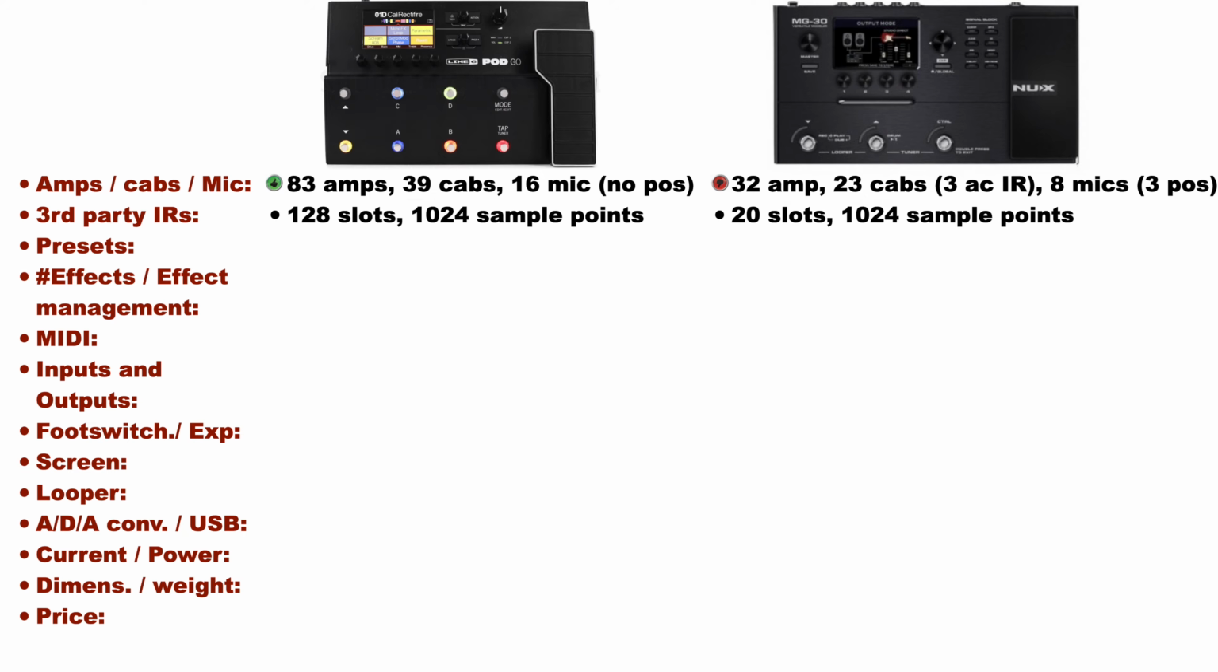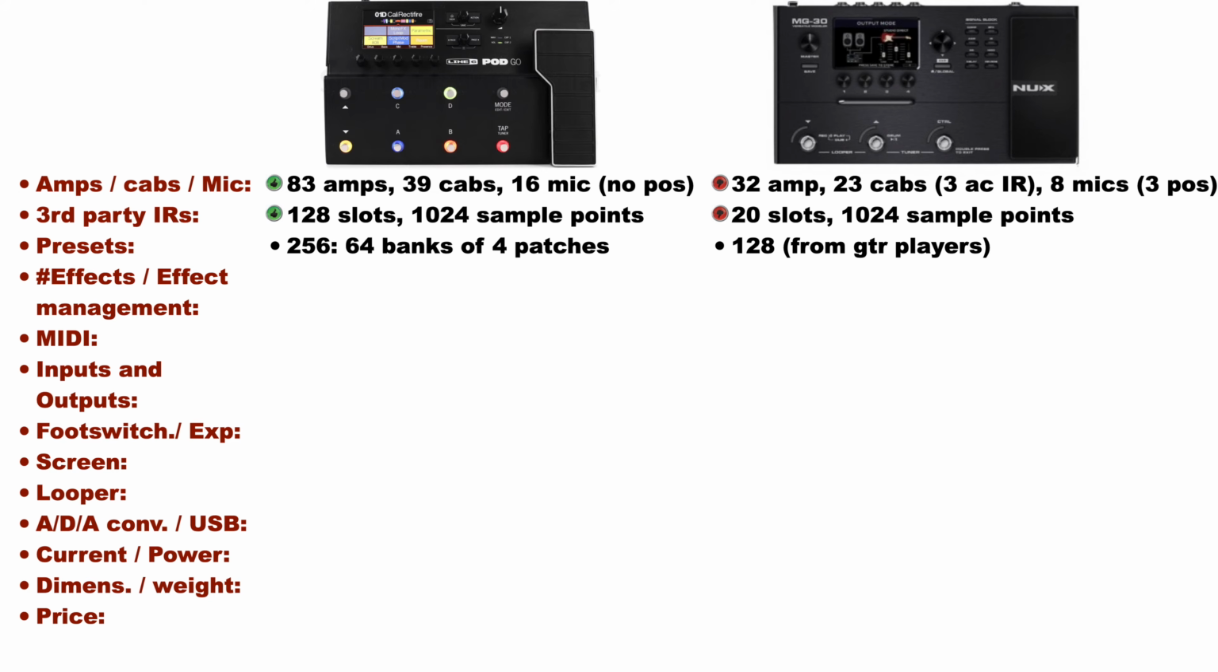As regards third-party IRs, we have 128 user slots in the Pod Go and 20 in the MG30. That, as far as I understood, is something changed with the last firmware upgrade, as previously it was possible to assign an IR to each of the 128 user slots. Then both the units offer 1024 sample points. Therefore, thumbs up to the Pod Go.